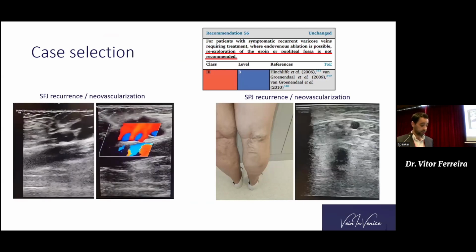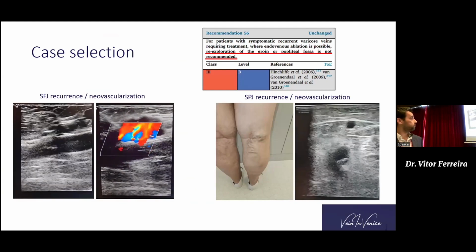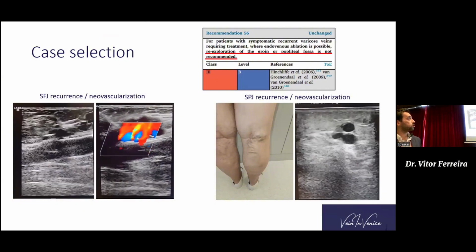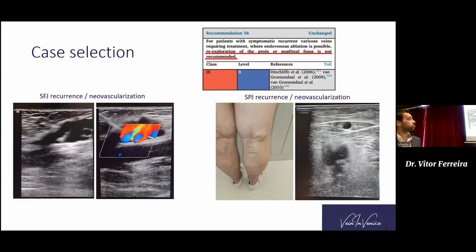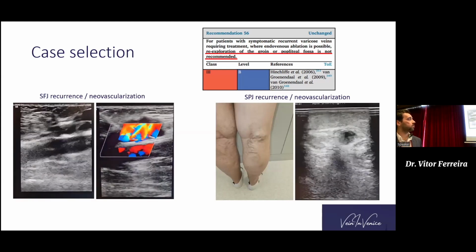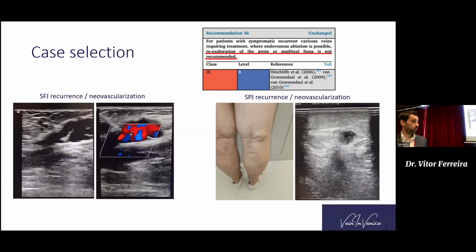The patients that I believe are best suited for foam are these type of patients with very complex and very tortuous anatomy. For example, this type of saphenofemoral junction recurrence, or this type of saphenopopliteal junction recurrence, especially when we have this type of scar tissue surrounding that will make redo surgery very complex, as you mentioned.